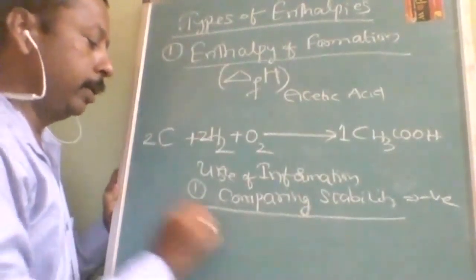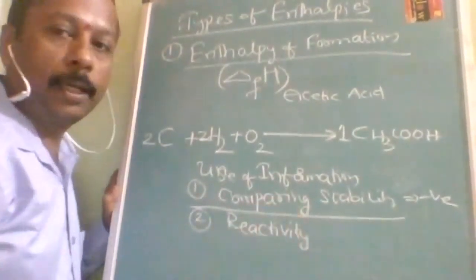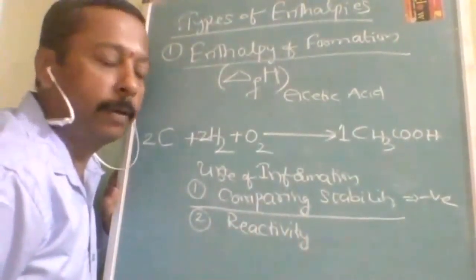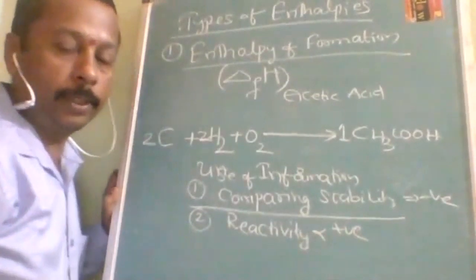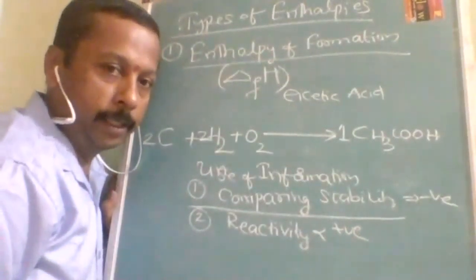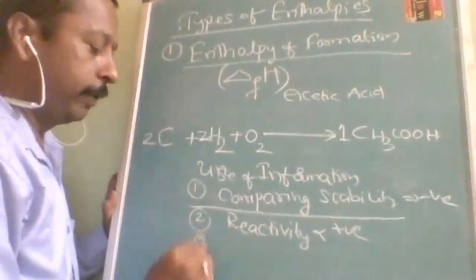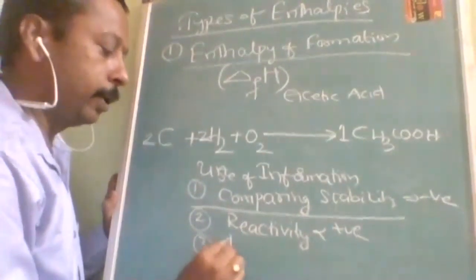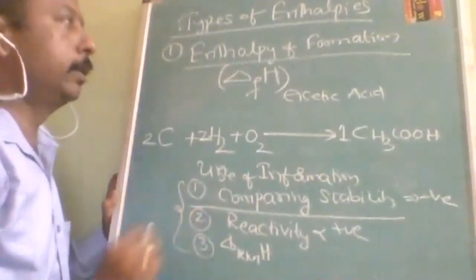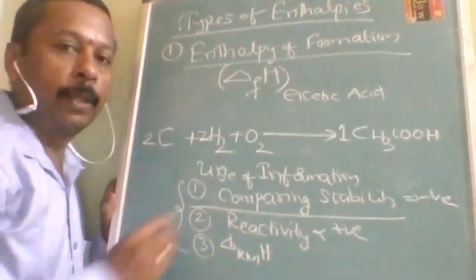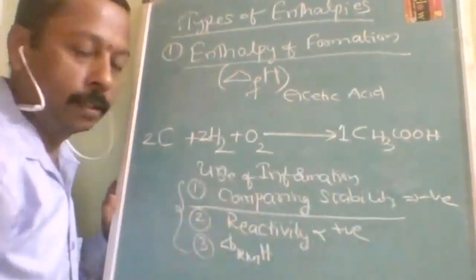Second, reactivity. The substance with positive enthalpy of formation is more reactive. Reactivity is directly proportional to the positive value. If the value is negative, the less negative it is, the more reactive; the more negative, the more stable. Understood? Third, it is used in finding the enthalpy of reaction. These are the three uses. The first topic, enthalpy of formation, is denoted with delta F H, written as an equation like this, and these are the uses.